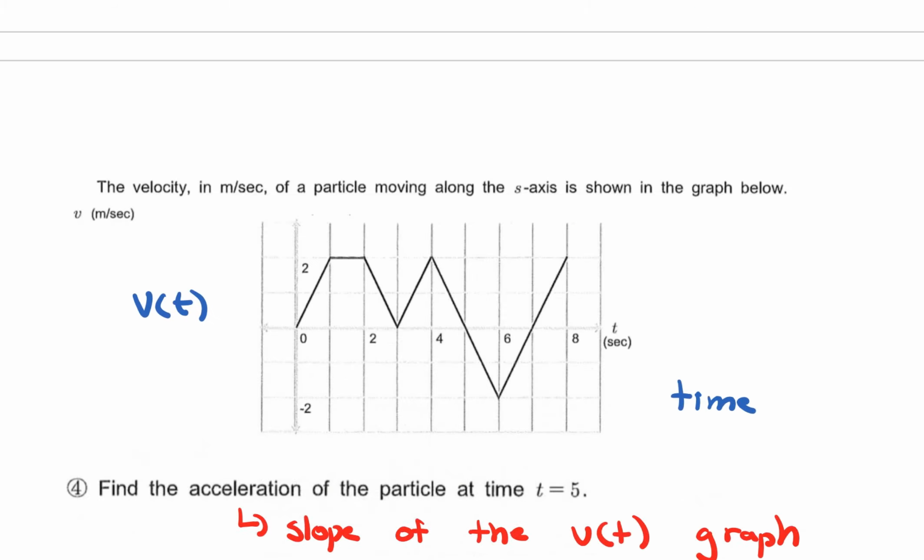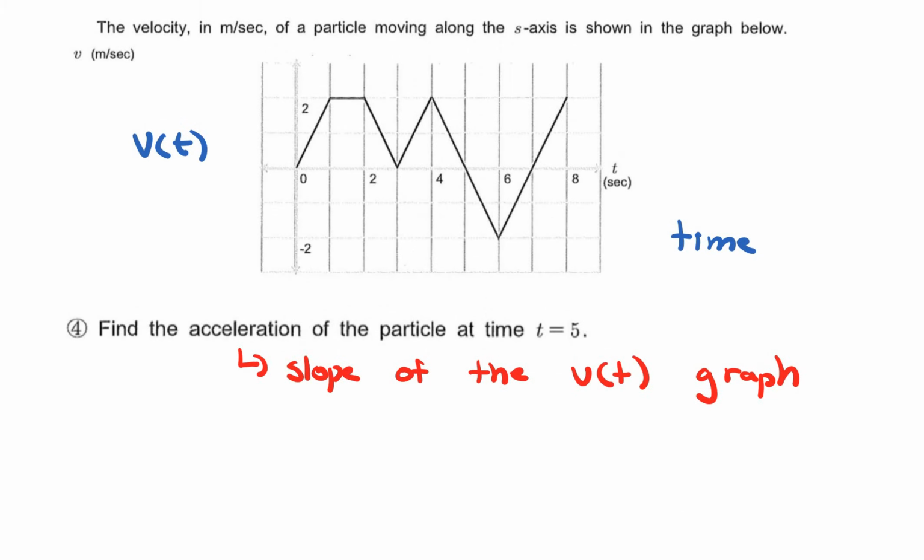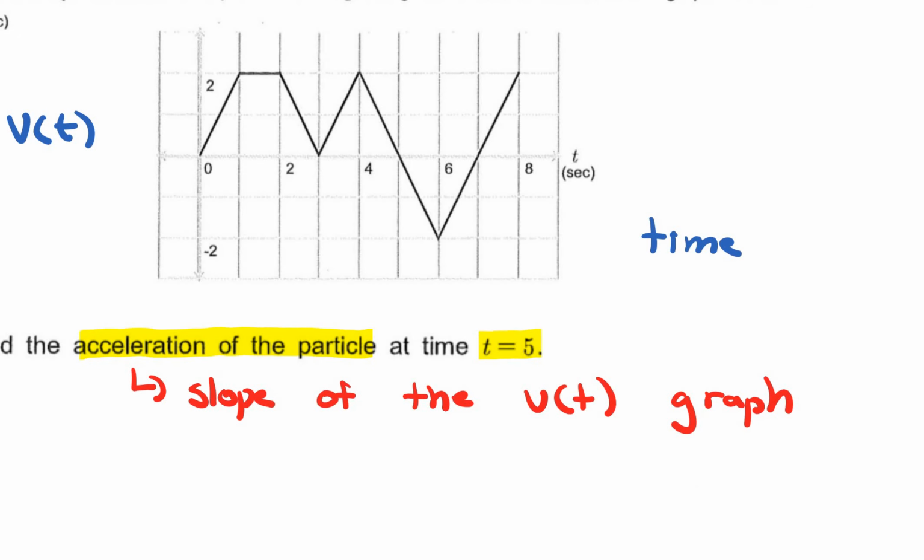Okay, let's move on to question number 4. I need to find the acceleration of the particle at time t equals 5. When we're looking for the acceleration and we're given a velocity time graph, that's basically the slope of the graph. At 5 seconds, this is just a linear line, so we just need to find the slope of that line. That slope is negative, and the rise is 2 and the run is 1, so the slope is 2 over 1.